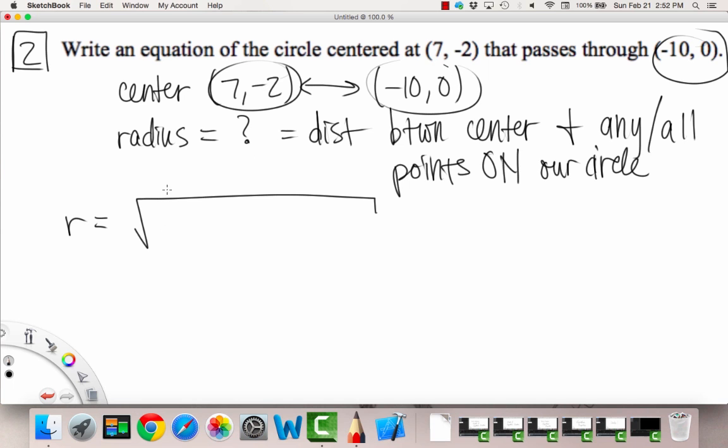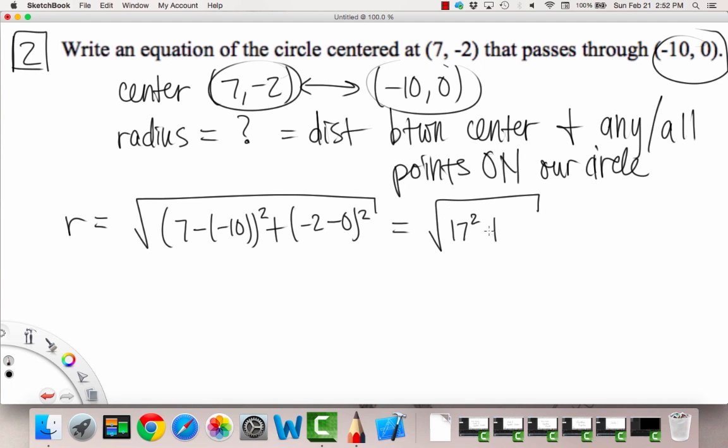If we do that, we have 7 minus a negative 10. That's the difference between our x values. Then we have plus negative 2 minus 0. So we get that the radius is equal to the square root of 17 squared plus a negative 2 squared. That would be the same as saying 289 plus 4. So this gives us the square root of 293. That is what our radius is.